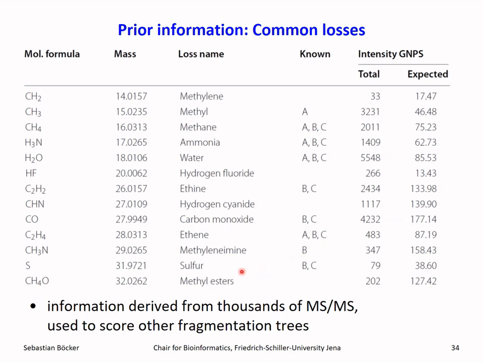Anyways, this is information that is derived from some thousand tandem mass spectra, and it's then used to score other fragmentation trees. But this is the only information where we ever looked at tandem mass spectra before, okay? And except for this list and this other list and the few parameters, nothing remains from the spectral libraries that we looked at for that.